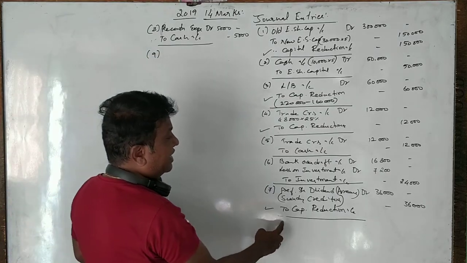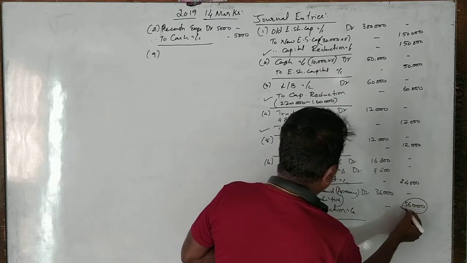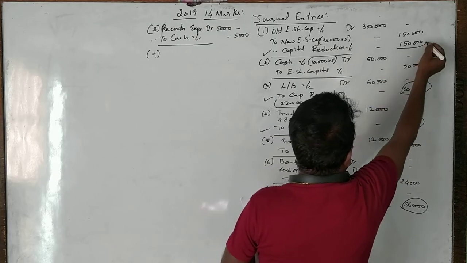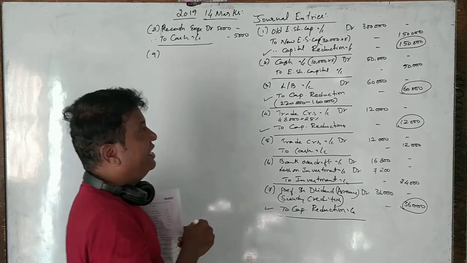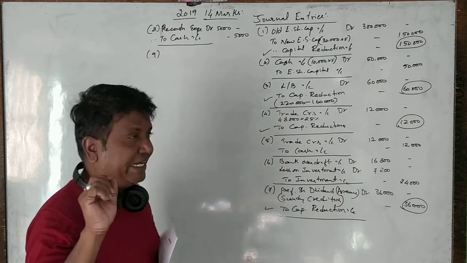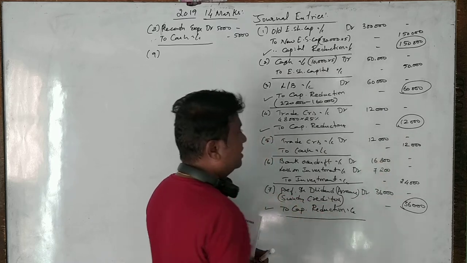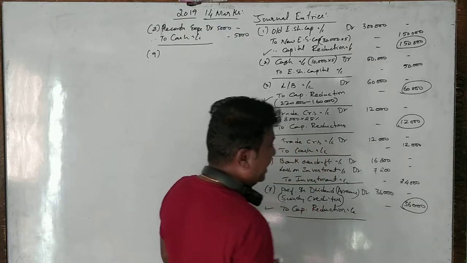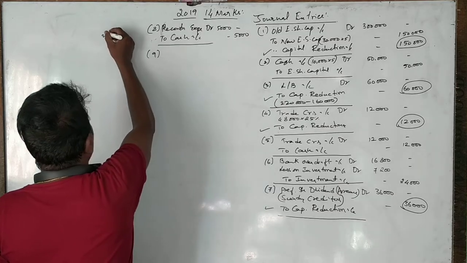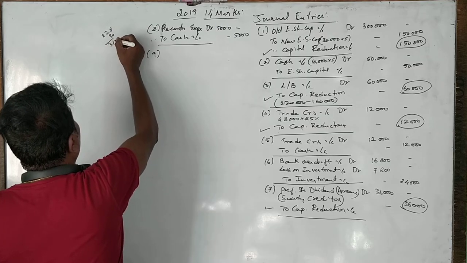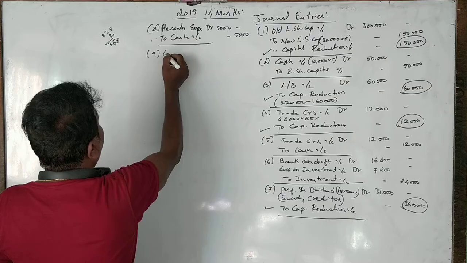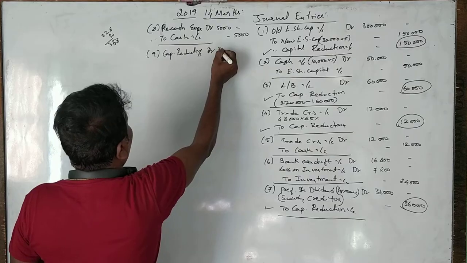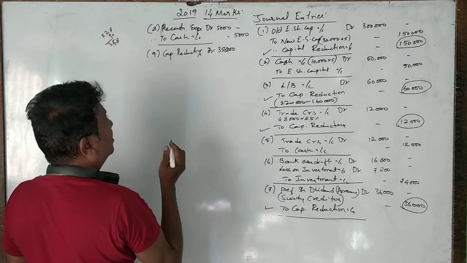Now, whatever credit balances we have in the capital reduction account, 1, 2, 3 and 4, if you add all these numbers: 1,50,000 plus 60,000 is 2,10,000. 2,10,000 plus 12,000 is 2,22,000, then 2,28,000, plus 30,000 is 3,58,000. Now, capital reduction account debit 3,58,000. Okay?